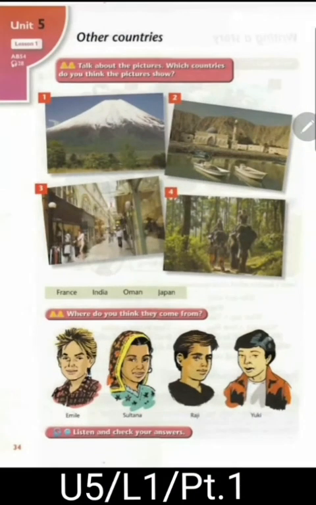Unit 5, Lesson 1, Track 28. Where do they come from? Listen and check your answers. My name is Emile. I come from France. We have many shops in my country where you can buy beautiful clothes. My name is Sultana. I come from Oman. I live near the sea where you can see lots of boats. My name is Raji. I come from India. You can see elephants in my country. My name is Yuki. I come from Japan. There are beautiful mountains in my country.